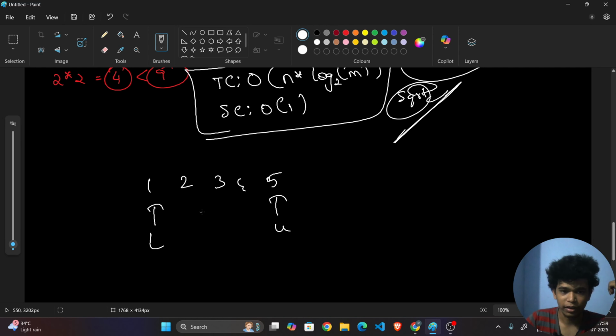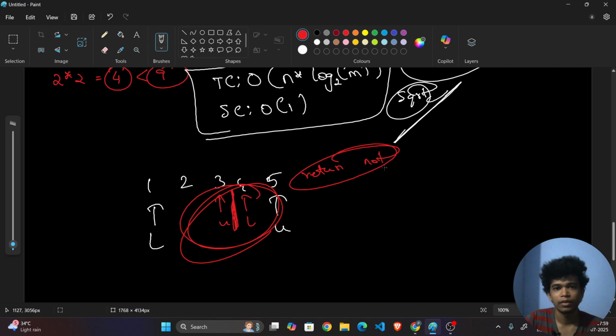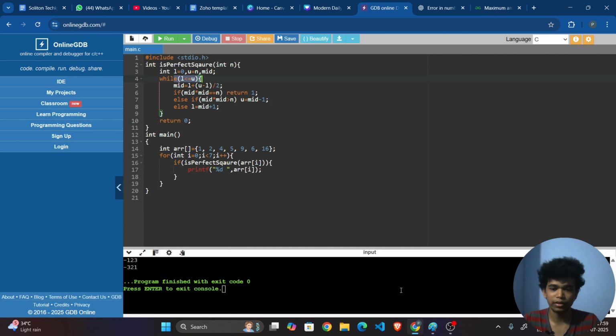At some point, my U will be here, my L will be here. It is an overlap, which means U, the upper limit, is less than the lower limit. At this point we should stop and return that this is not a perfect square. Hope you understand this. So this is going to be your false condition. I forgot to tell this, so just see this carefully.